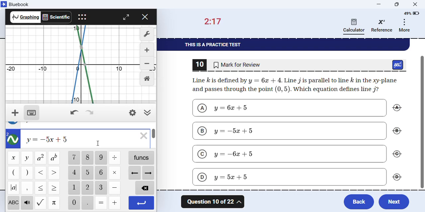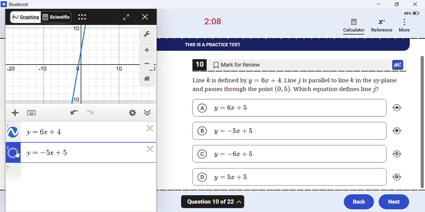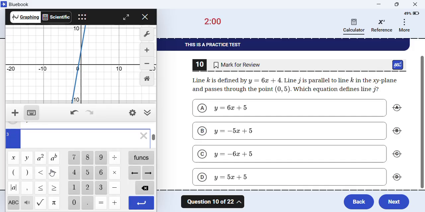Okay. So, for no reason, I typed in choice B, the green line here. As you can see, that green line definitely meets up with the blue line. They cross each other. So we don't want that one. He's saying that he can't even see my screen. So 6x plus 5 is our next one.